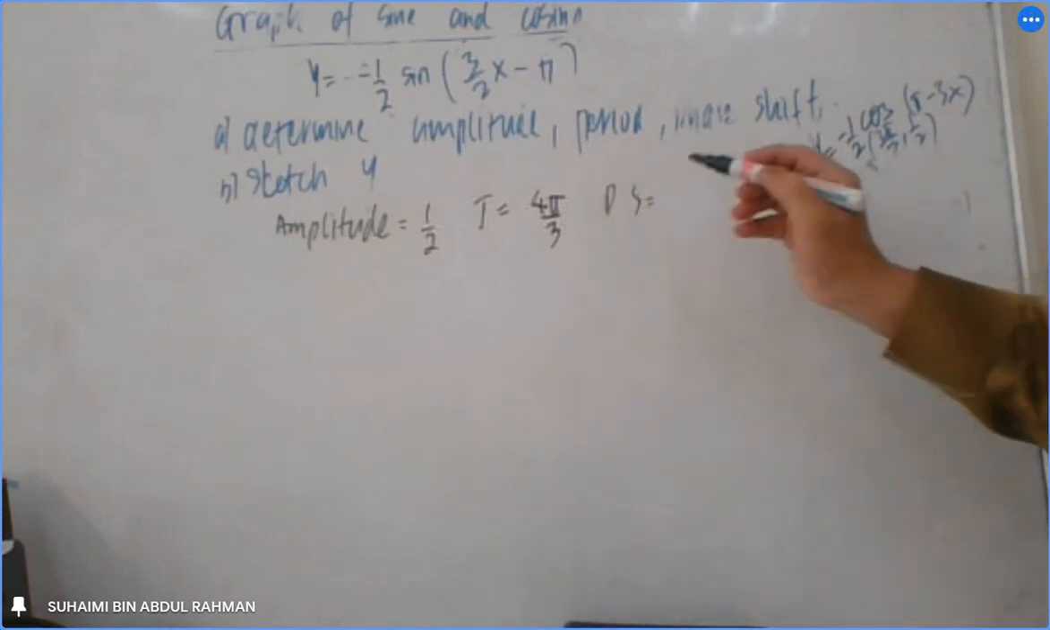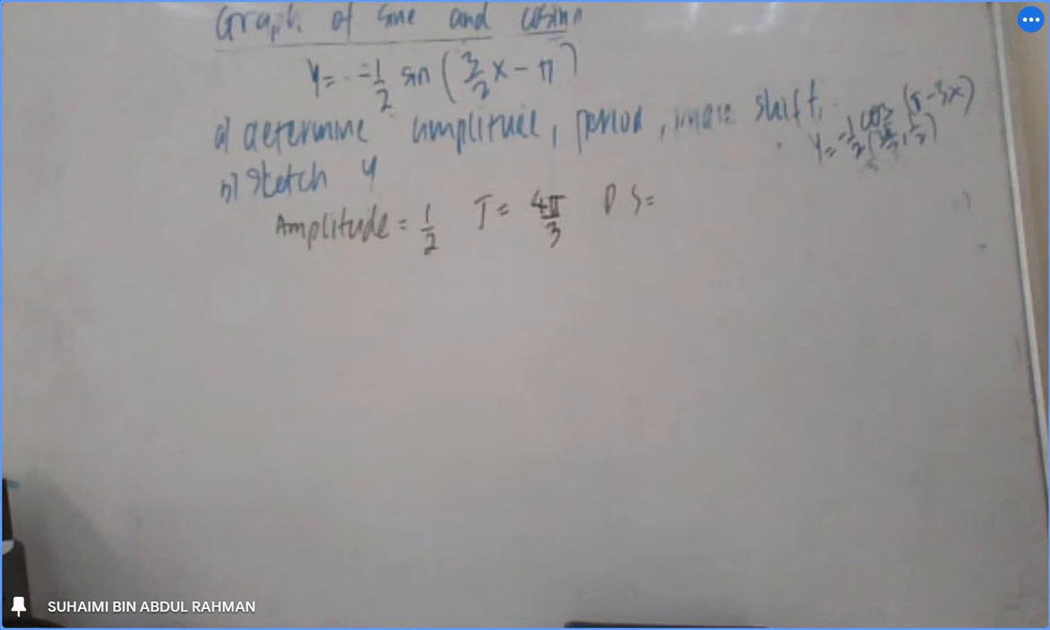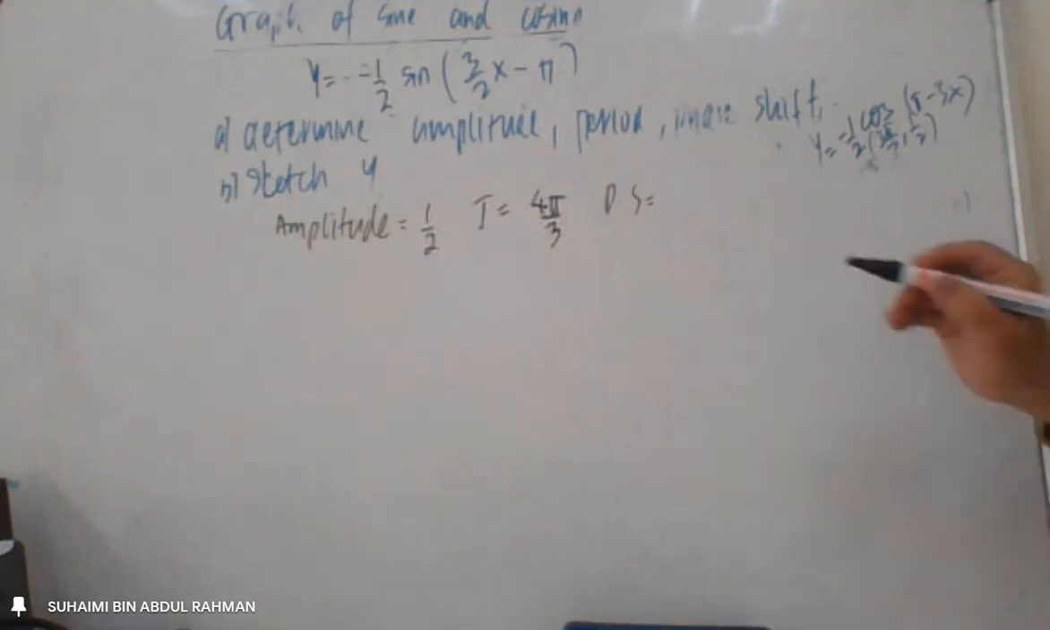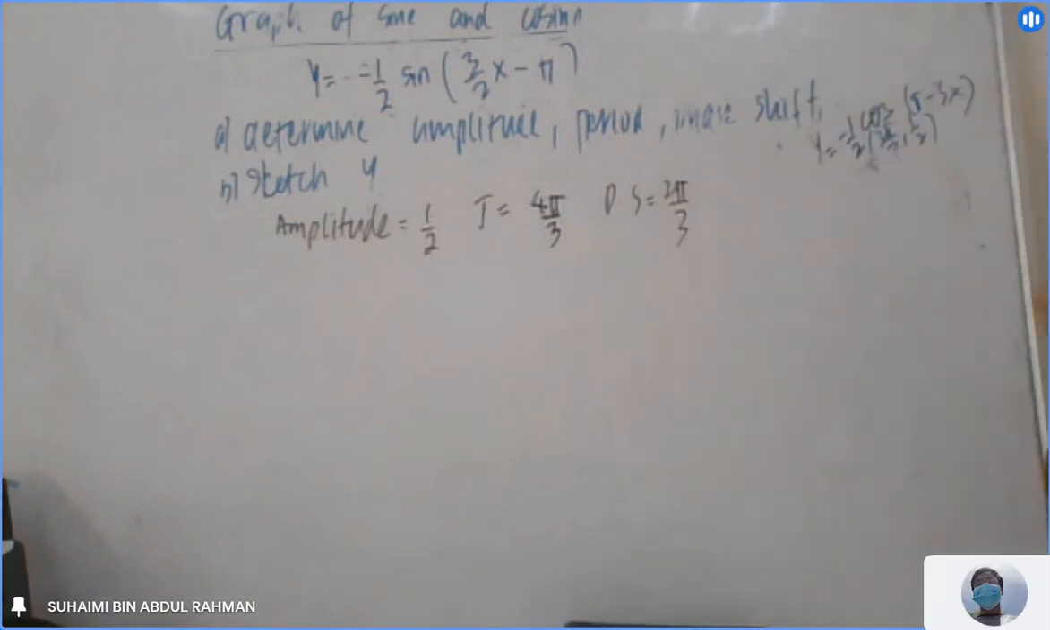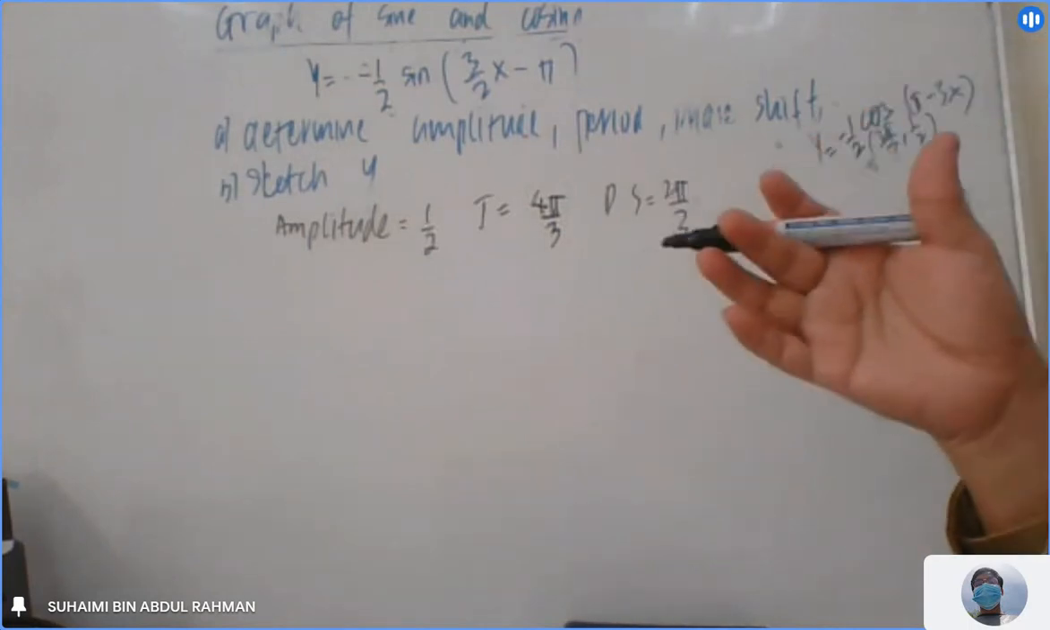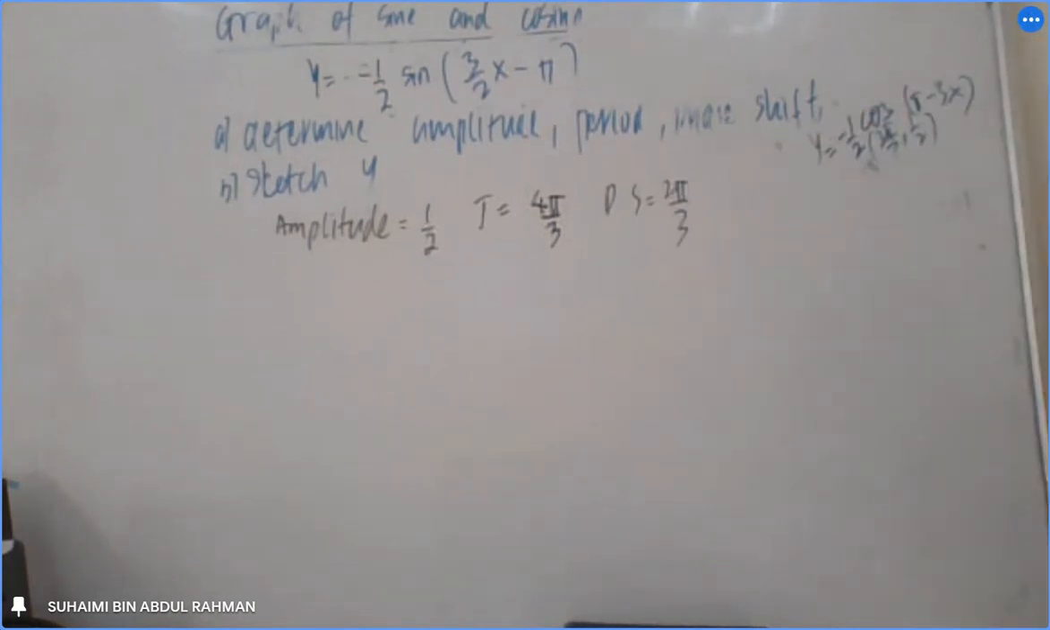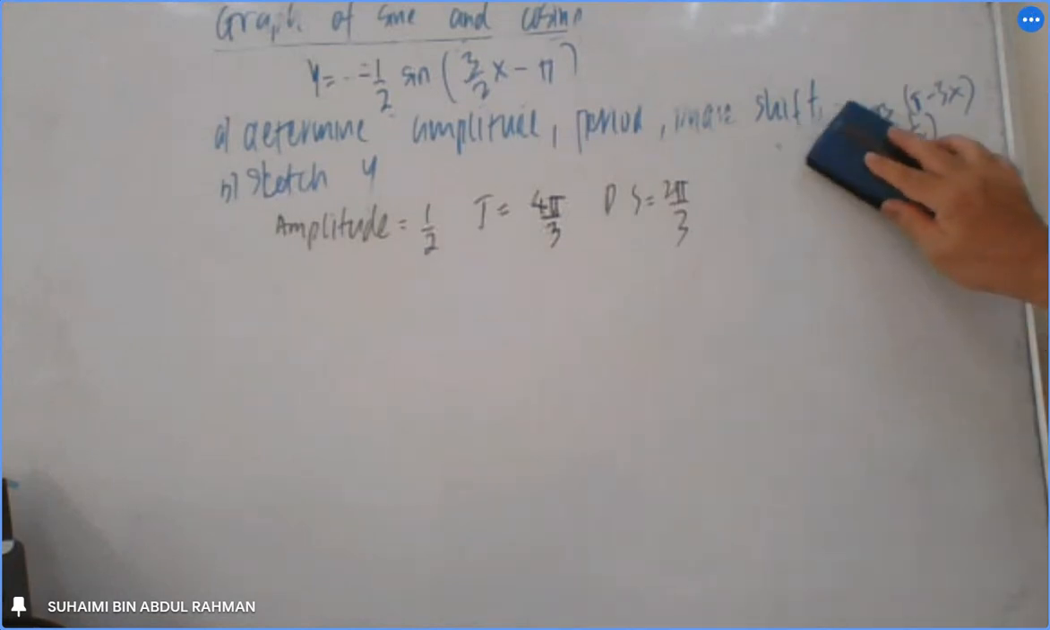Phase shift. 2 pi over 3, sir. 2 pi over 3, from the formula minus c over b. Then sketch the graph.